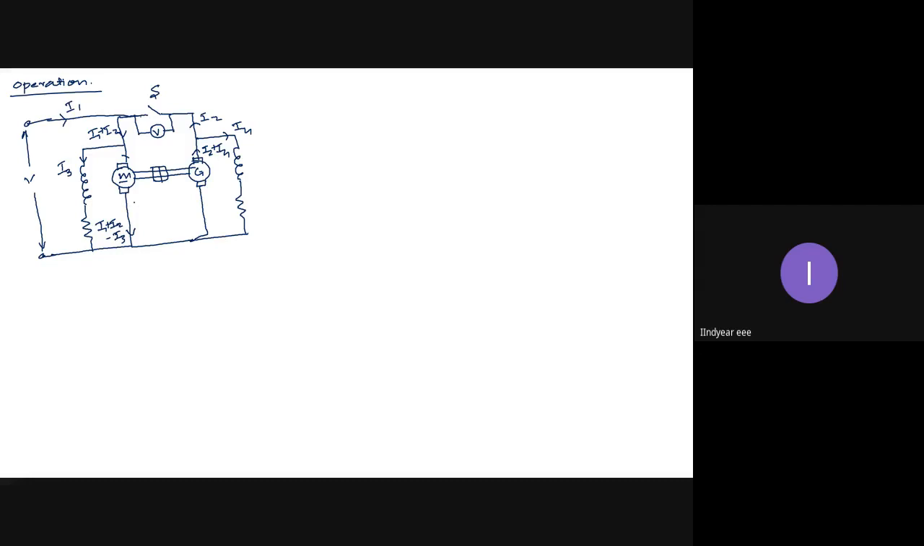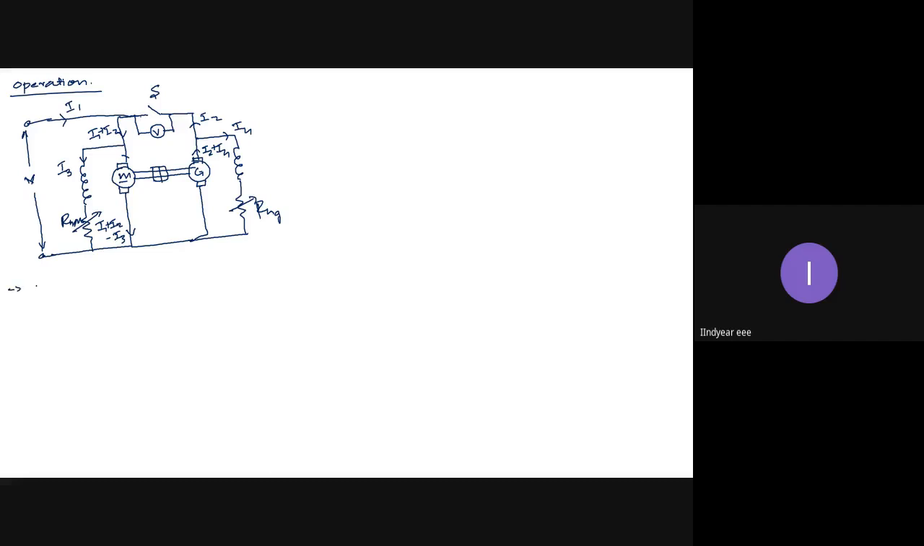Now we know that one machine is a motor and the other is a generator. I will switch on the supply and reduce the excitation of the machine. Let these be RHF, RHM, and this is RHG. I will increase the value of the motor field rheostat so the excitation is decreased. Then this motor starts running. Initially the switch S is kept open.